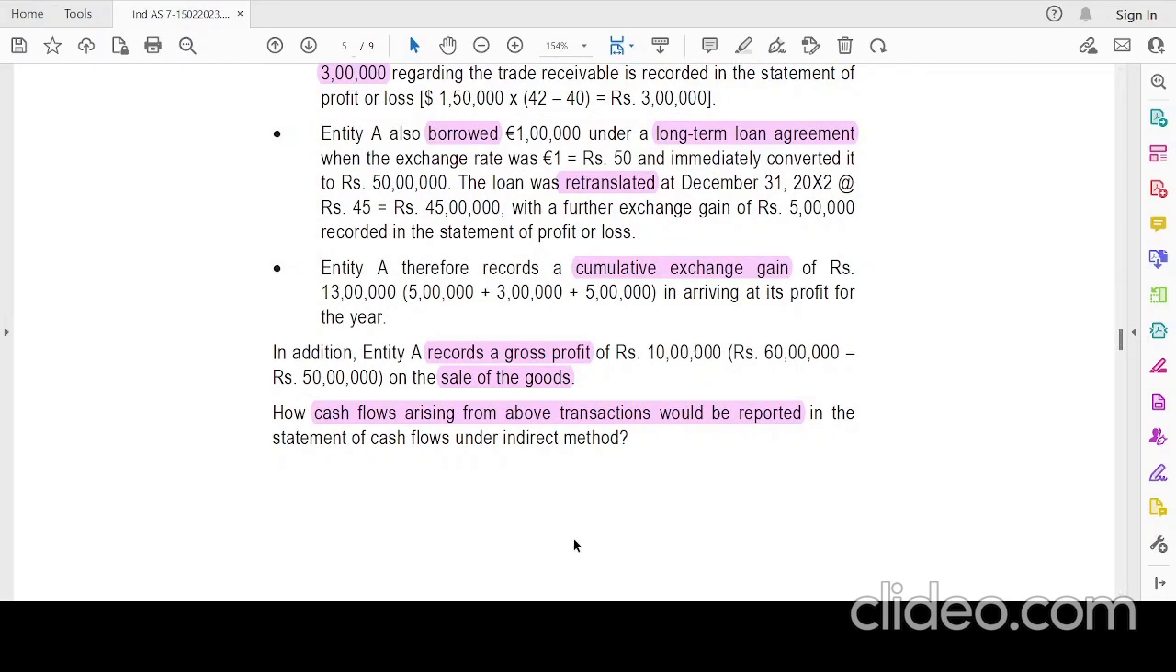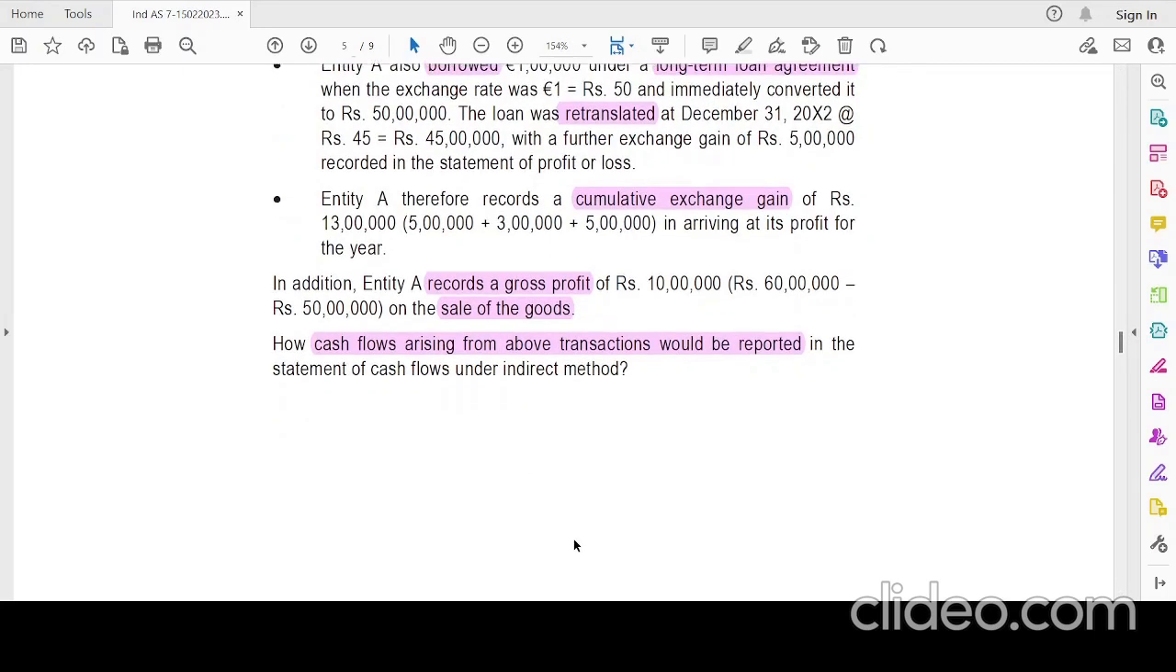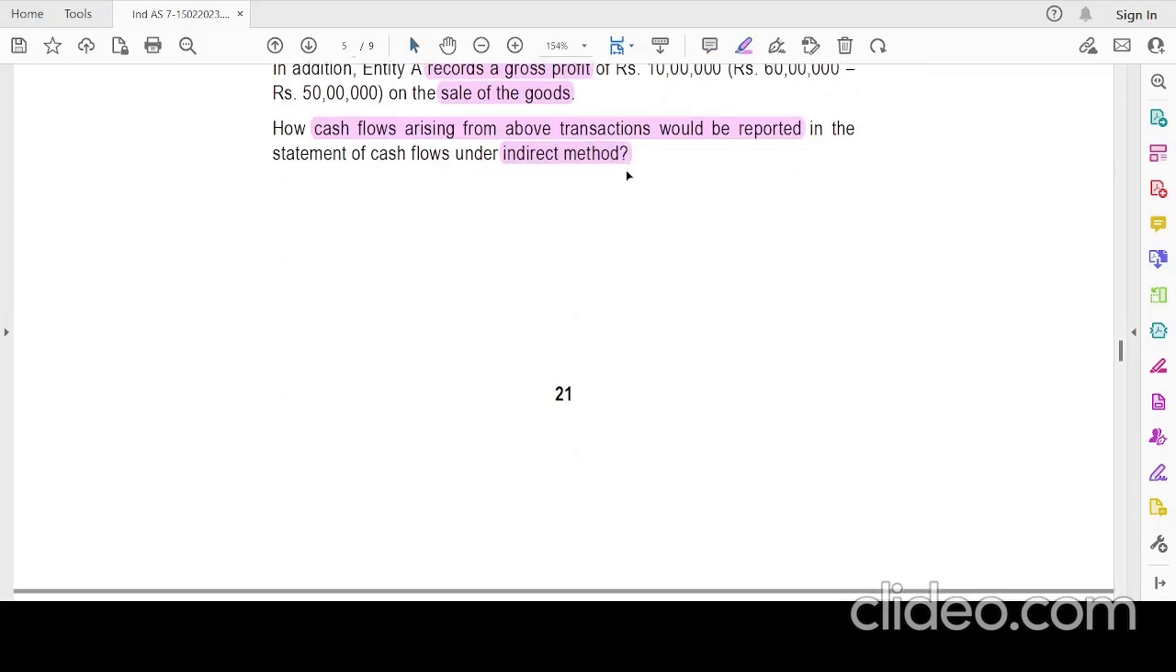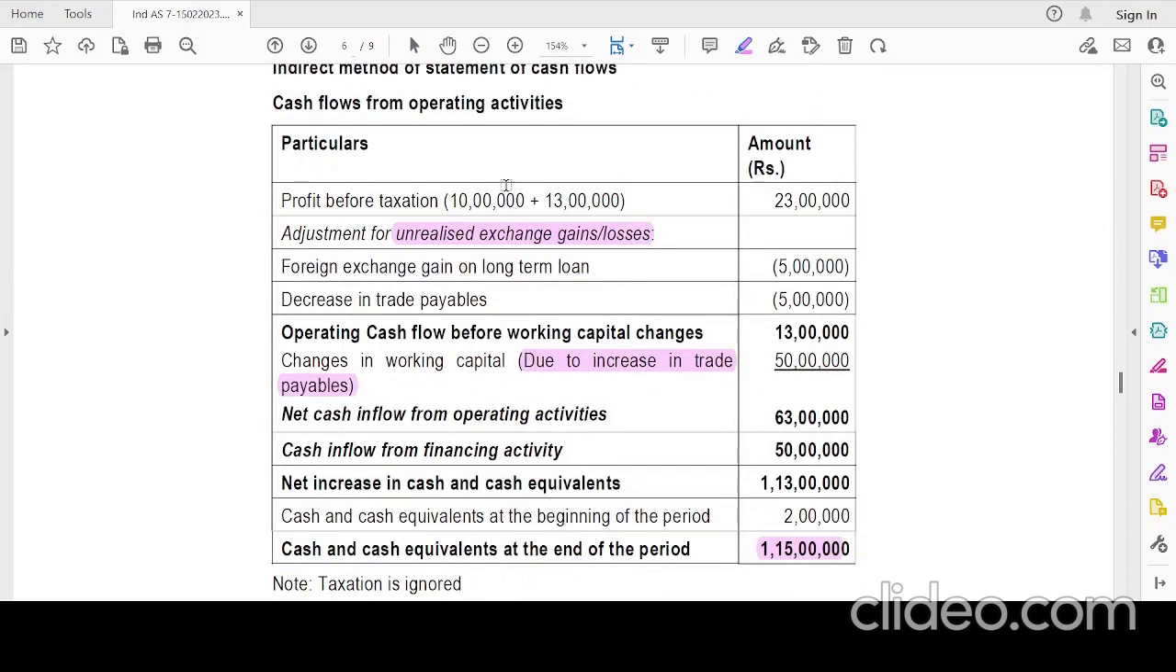So we have to check how these transactions have to be recorded. It's also given that the method is the indirect method, so we have to start with profit or loss. Profit or loss would be 10 lakhs. I have to add the exchange gain, so before taxation and exchange gain it is 23 lakhs. Then adjustments for unrealized gains or loss, which are both unrealized, that is with respect to trade payable. So it will give me operating cash flow before working capital changes as 13 lakhs.